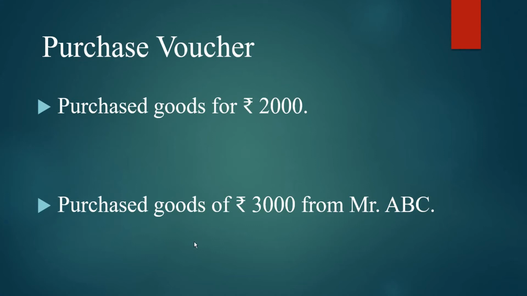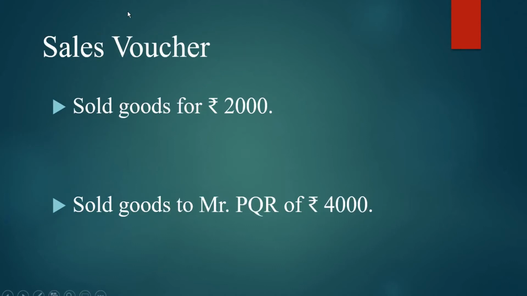Okay, now let's go back to the next voucher, that is sales voucher, right? In this particular voucher, sale of goods can be done either in the form of cash as well as in the form of credit basis also. Coming to the first transaction, sold goods for rupees 2000. This is in the form of cash. For that, debit will be cash and credit will be the sales account.